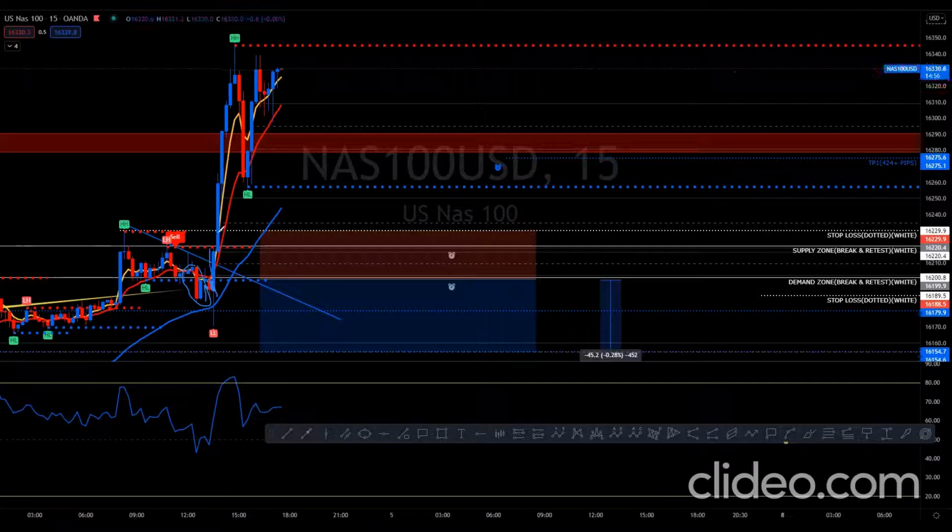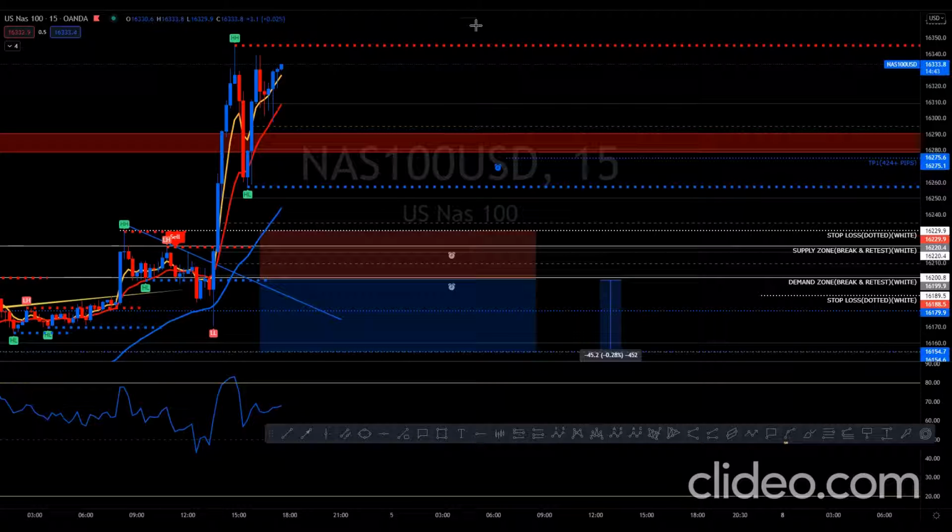Then price sprung up into a buy. So I believe I probably bought in up in this area, made some money and then jumped out. So I'm going to show you guys this process on how I got there.